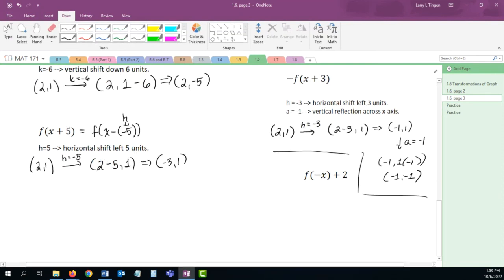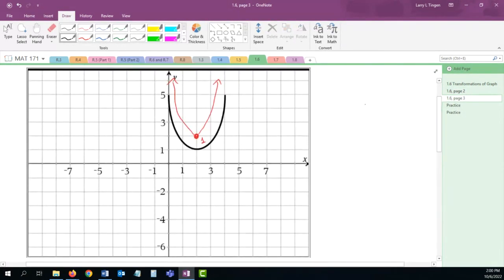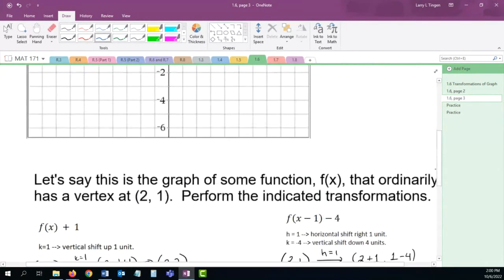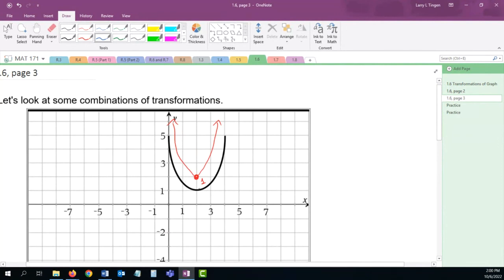So this is my new vertex, and my parabola points down, right? So what happened here? This caused a shift to the right by 3. How does the vertical reflection change the points? Excellent question. So let me show you. Let's come back to the base graph, and let's deal with the one I just did. So the one I just did was -f of x plus 3. So x plus 3 takes my vertex and moves it 3 places to the left.